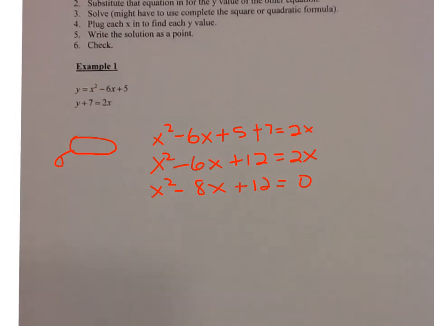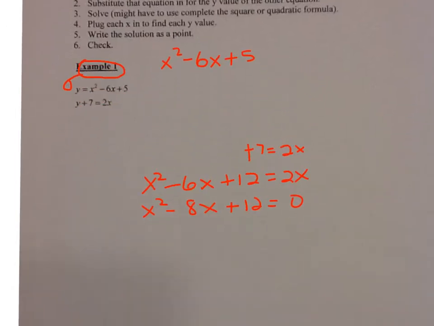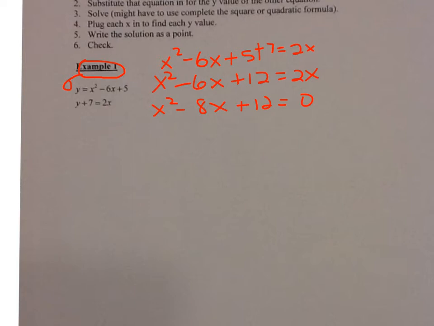So now I'm going to factor. I'm going to do the master product. So I have positive 12x squared. What multiplies to 12 and adds to 8? That would be 6x and 2x. They're the same signs, they're both negative. That gives me negative 8x. Bring down the positive 12 and the x squared.